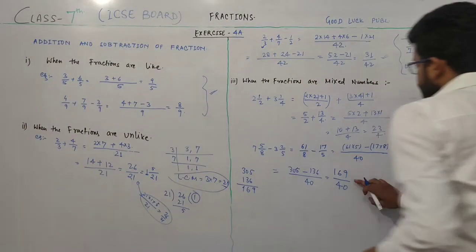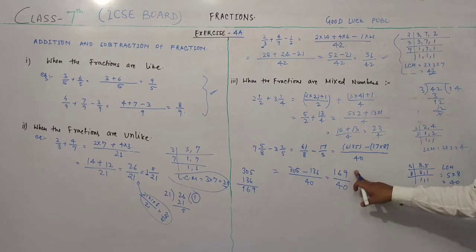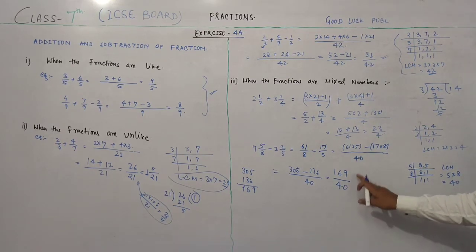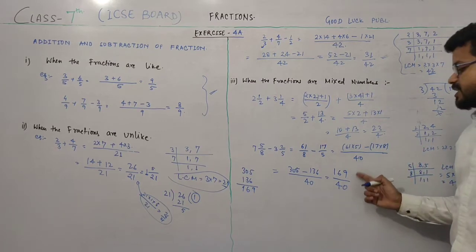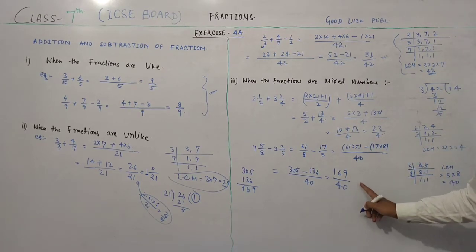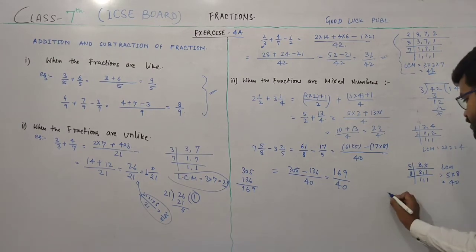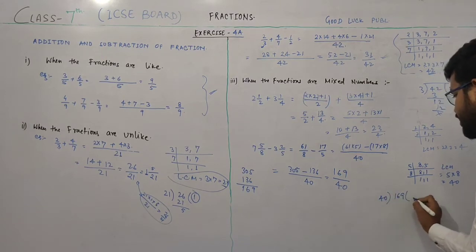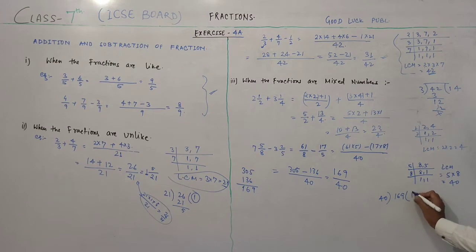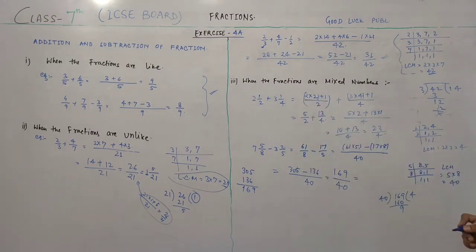Now check whether it is an improper fraction or proper fraction. So here numerator is greater than denominator, so this is improper fraction. So whenever we get improper fraction as a result, try to convert it into mixed fraction. How I convert this into mixed fraction? Divide simply this 169 with 40. So 40 fours are 160. So this is 9.